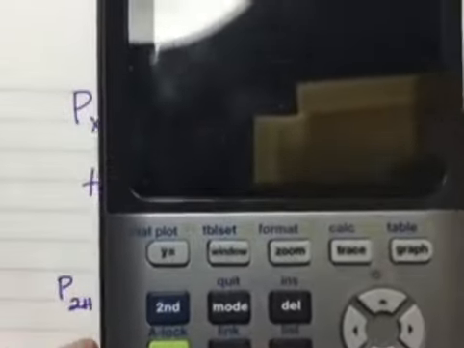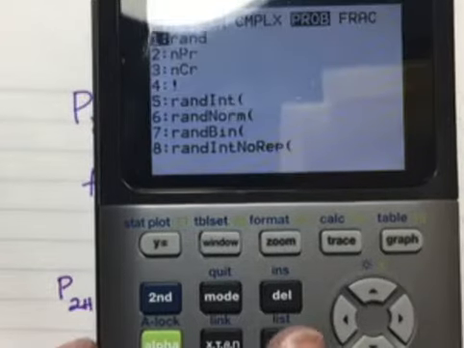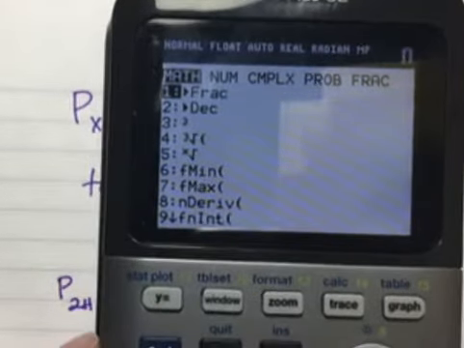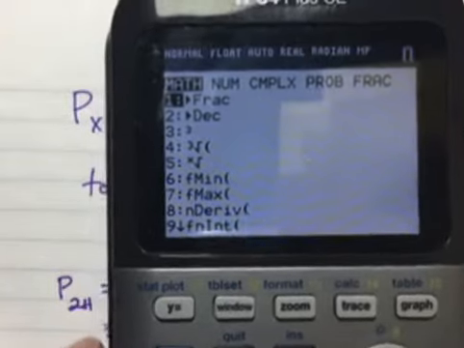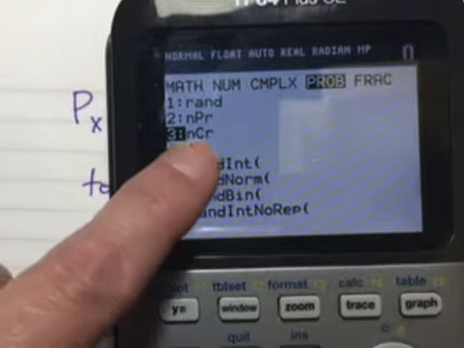So let's see if we can put this in my calculator. I have a button in my calculator. Turn mine on. If I hit my math button, and you guys probably have a PRB button, depending on which calculator you have, you have a button that you can go and put this little nCr in.